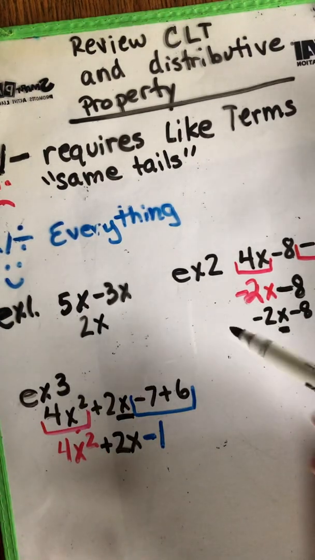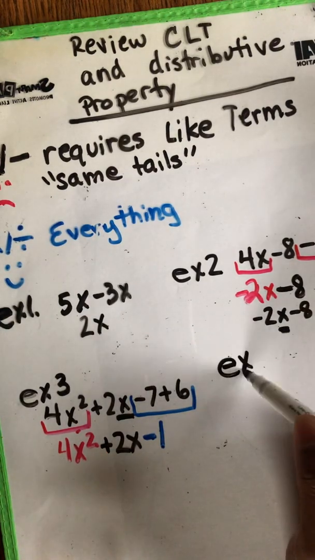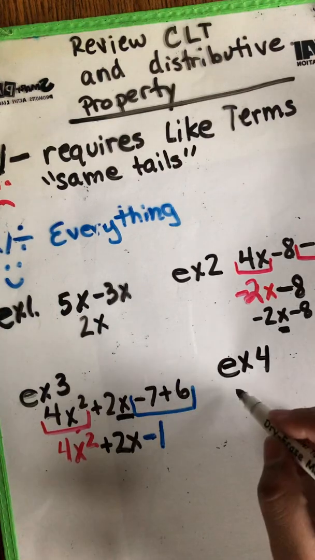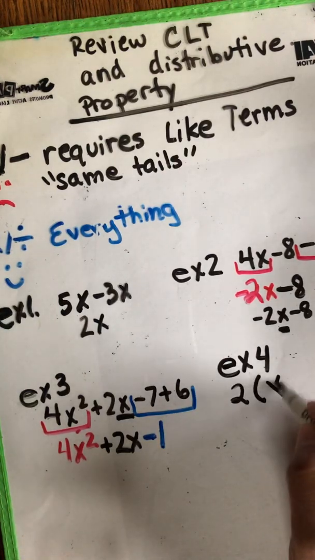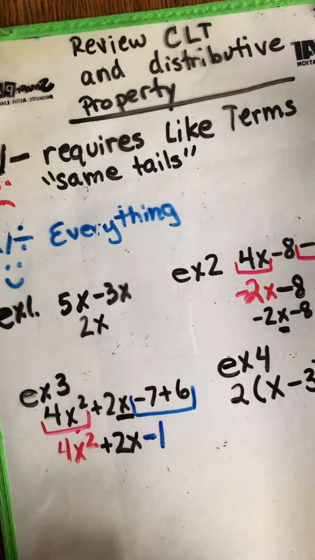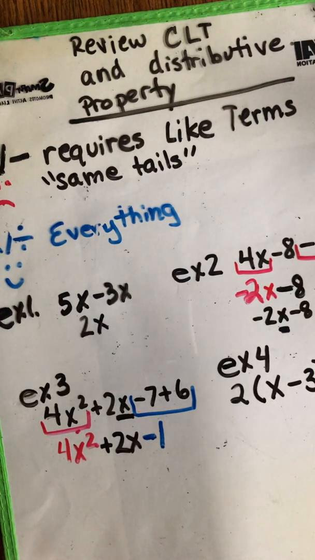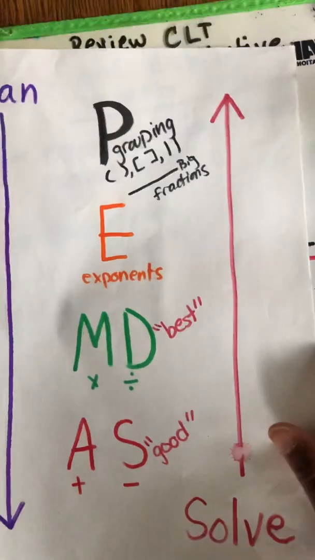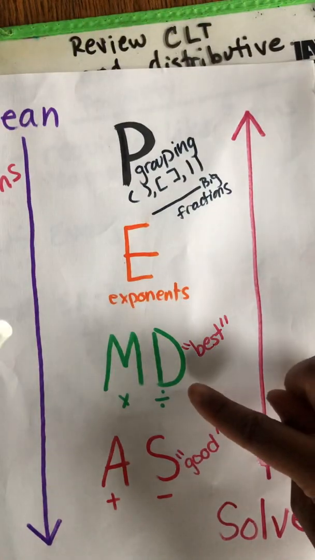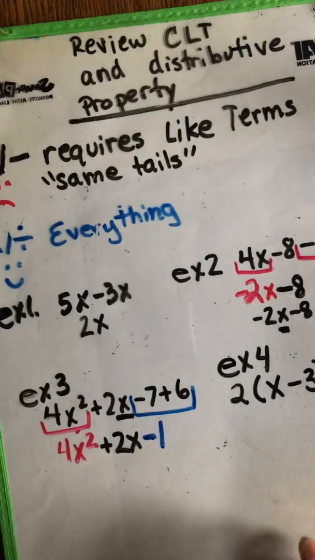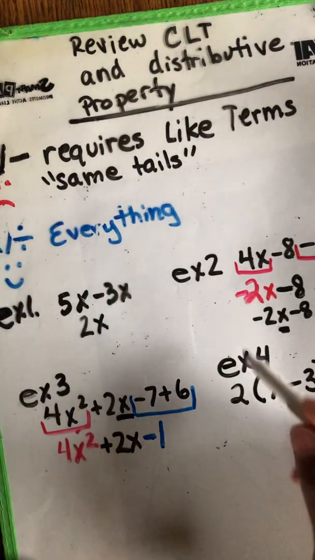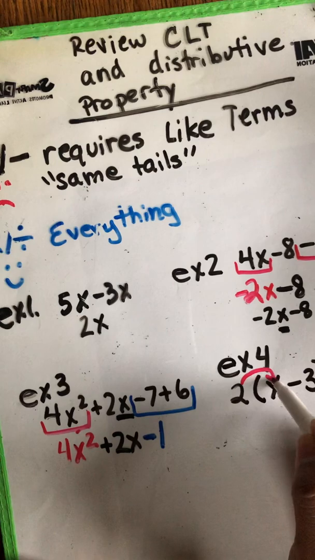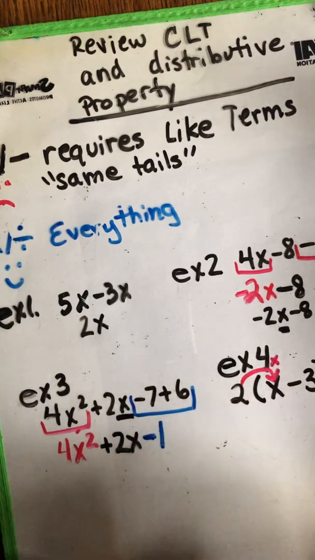However, multiplying is very friendly. Let's check this out. I could do a 2x minus 3, 2 times the quantity x minus 3. When I distribute, that's the multiplication process, it goes under the M. If we look at our list, it goes under the M. The multiplication, I can distribute to anything inside my parentheses. And when I distribute, it requires multiplication.